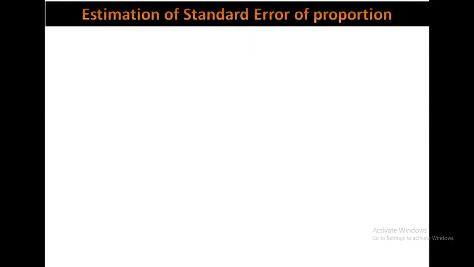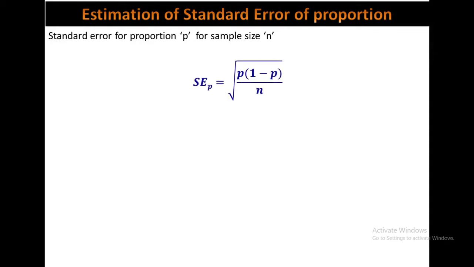Estimation of standard error of proportion. Standard error for proportion P for sample size n can be calculated by using the following formula. SEP will be equal to the square root of P into 1 minus P divided by n.